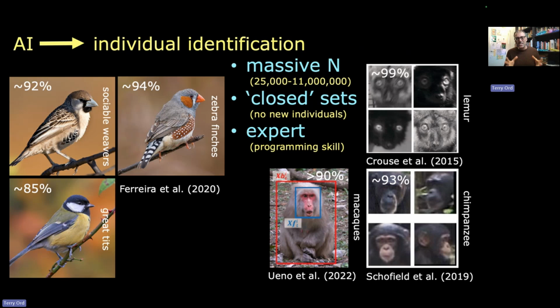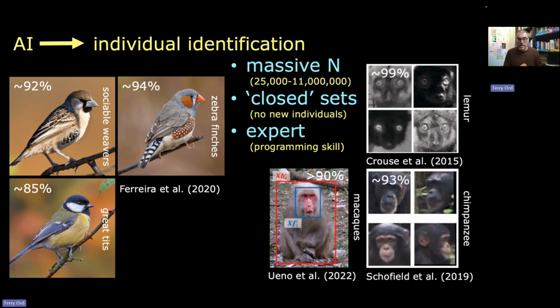All of them rely on massive data sets. So the smallest one in this instance was 25,000 images of individuals that you already know who they are, to just train the AI to be able to recognize those individuals. These accuracy rates, these like 92, 94%, are dependent on recognizing the same individual that the AI has been trained on. So what we call a closed set problem. That's not very realistic for a wild population because new individuals are always coming into the population through dispersal or through birth. So that's a challenge.